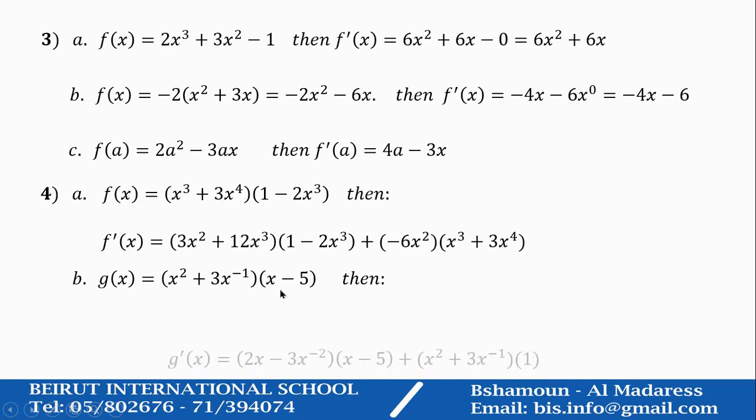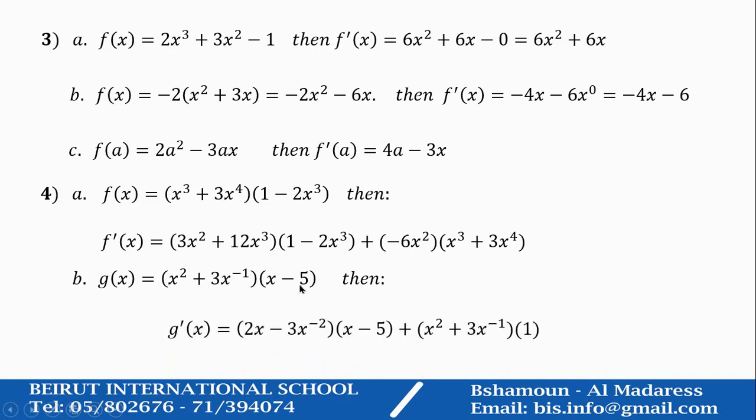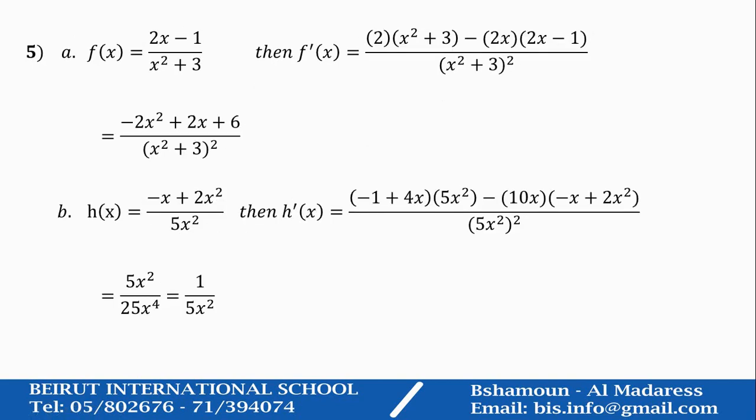Then the derivative will be u prime times v plus v prime times u. U prime is 2x plus 3, or minus, because minus 1 times 3 is minus 3, x to the power minus 2, multiplied by v, which is x minus 5, plus v prime u, v prime is 1 and u is x squared plus 3x to the power minus 1.